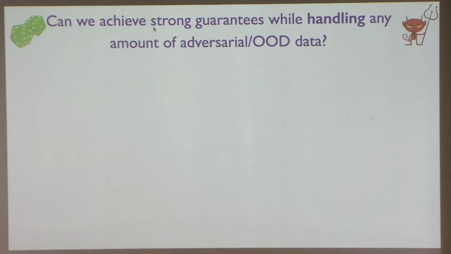So the goal of this talk will be to try to understand how we can still achieve these nice, strong guarantees, while in some sense handling any amount of adversarial and out of distribution data. And I'll mention what handling really means.